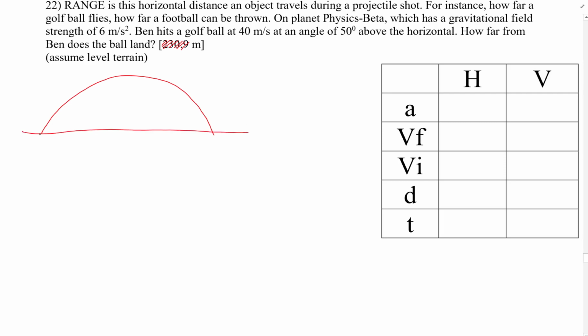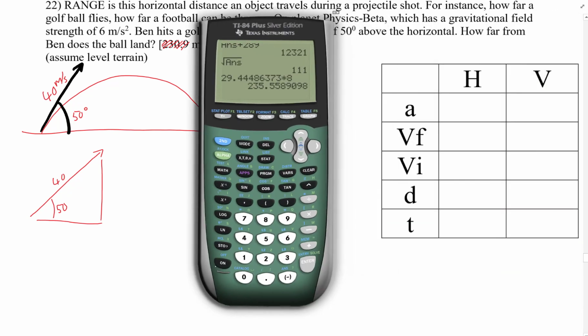And it's launched at a velocity of 40 meters per second at an angle of 50 degrees above the horizontal. So with the 50 and 40, we have to break it apart into our components. We will go 40 times the sine of 50 to get the vertical component, and that'll be 30.64. And 40 times the cosine of 50 will get the horizontal component, which is 25.71.